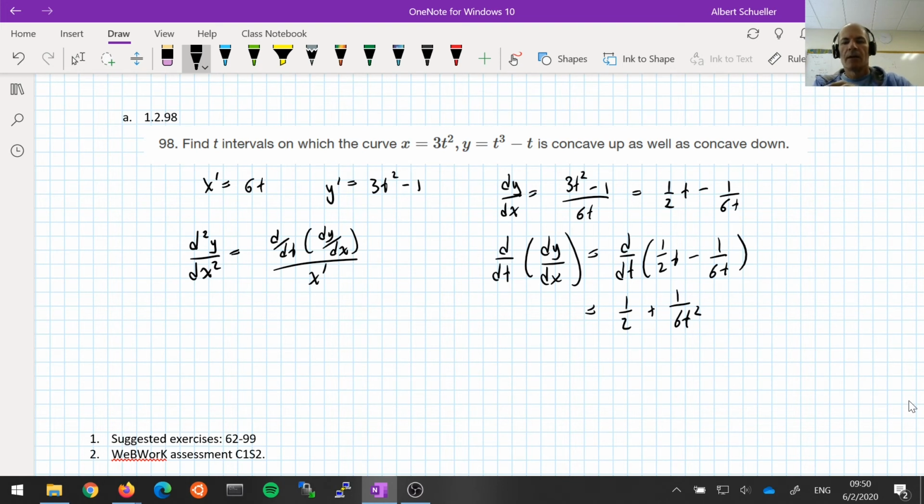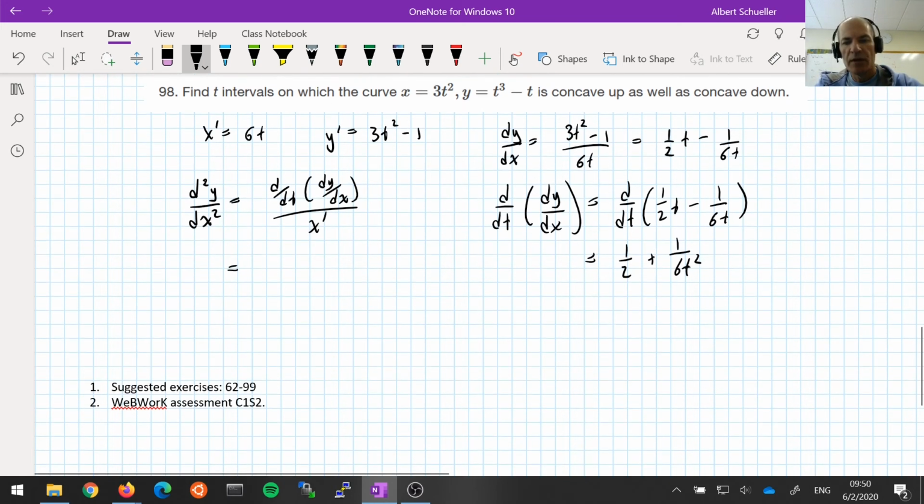All right. Continuing back over here with the second derivative, the numerator is now 1/2 plus 1 over 6t squared, and we're going to divide by x prime, which is 6t. And when we're all said and done, we have 1 over 12t in the first term, plus 1 over 36t cubed in the second term.